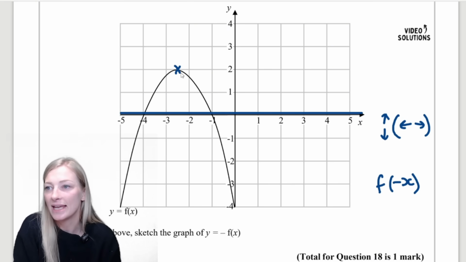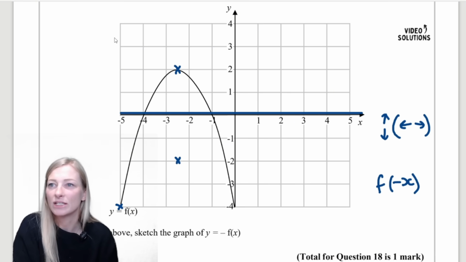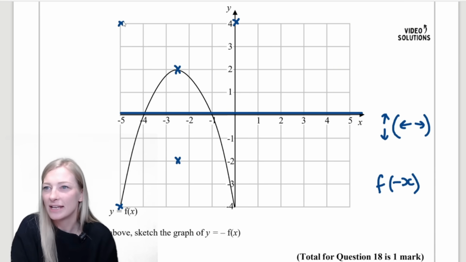So this point here is going to become this point here. This point here is going up here, and this point here is going up here. And we're going to end up with going through the same values there on that axis.